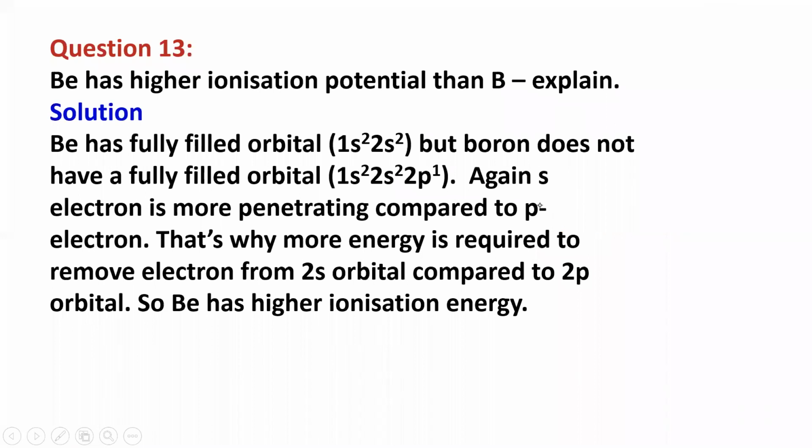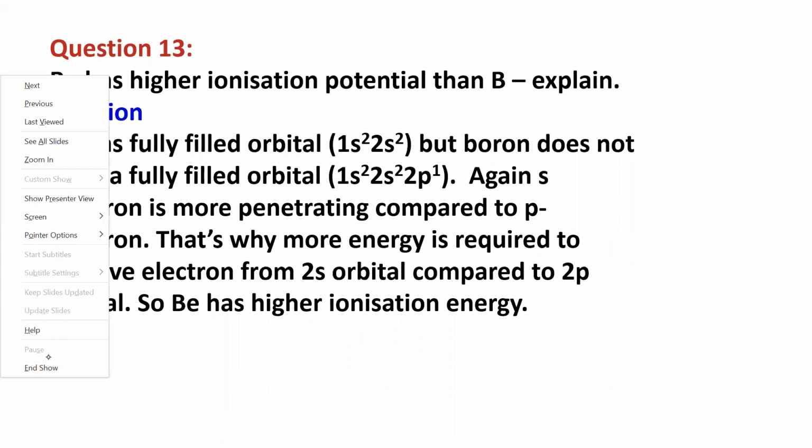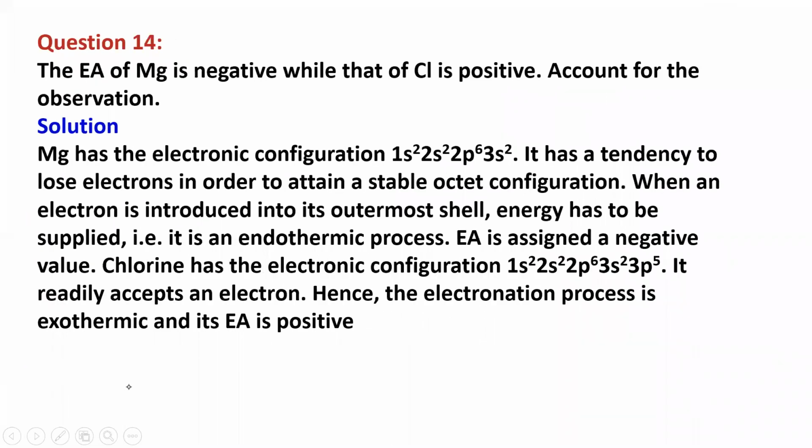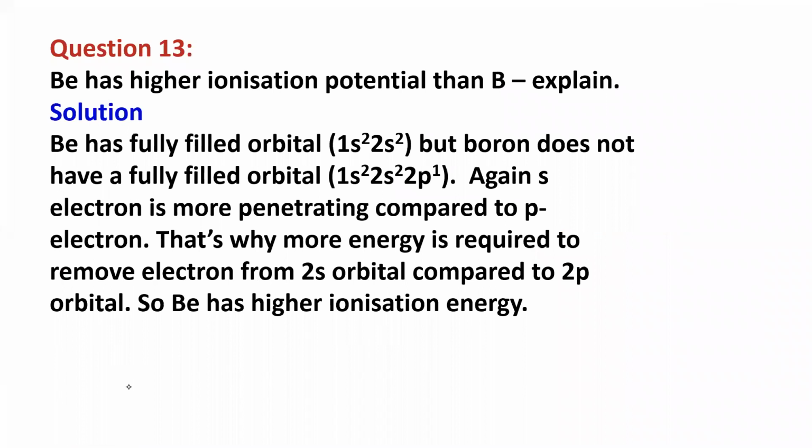Question number 13. Beryllium has higher ionization potential than boron. Explain. Very, very important. As we move from left to right, the ionization potential value should decrease, but here beryllium has higher ionization potential than boron, because boron is on the right hand side and beryllium is on the left hand side. So beryllium has higher ionization potential because it has a completely filled orbital.